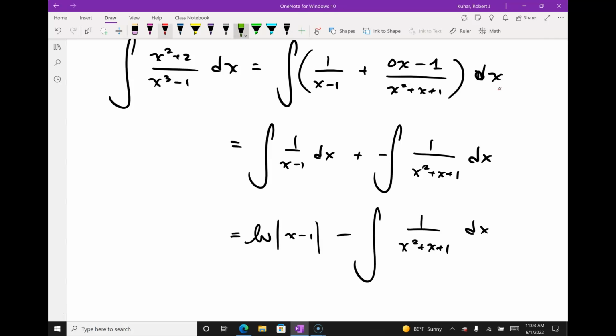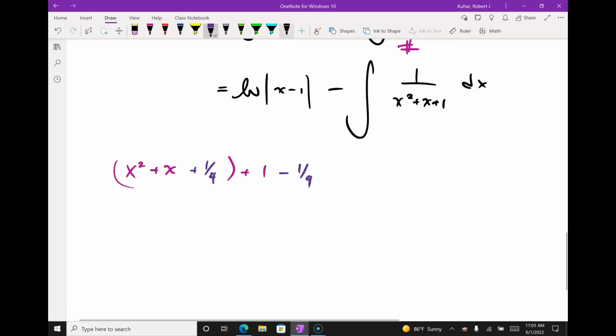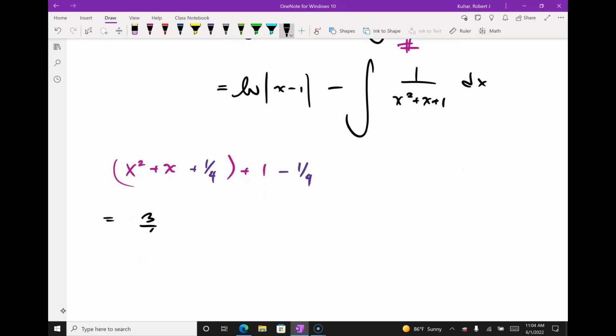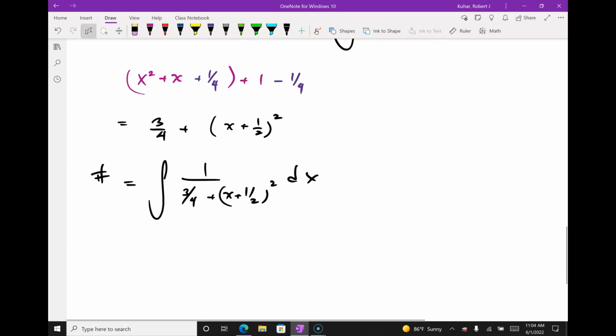So let me just focus on that one here. I'm going to complete the square. What don't I like there for my arctan? The 3/4.